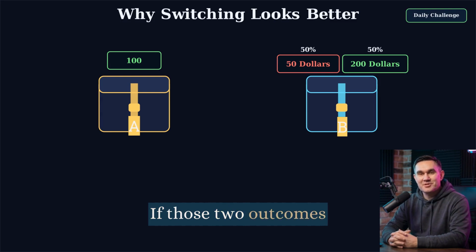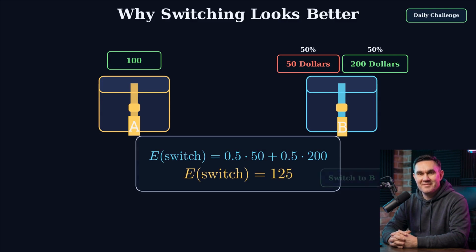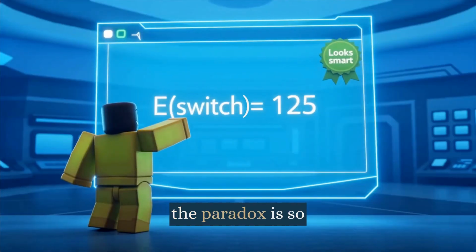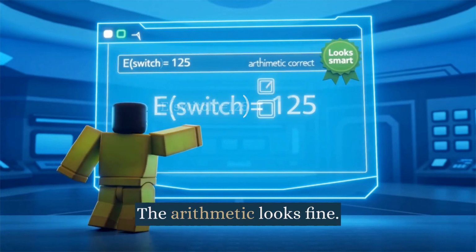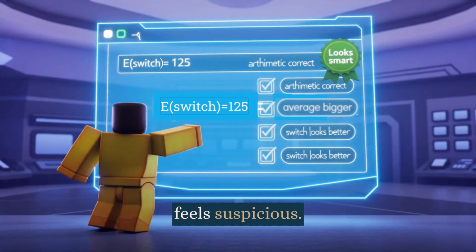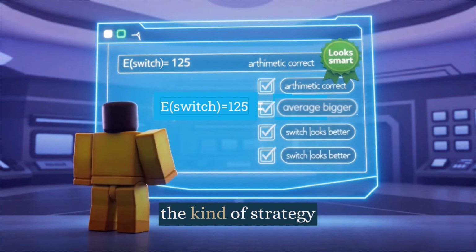If those two outcomes look equally likely, then the expected value of switching is 125, so the game seems to reward switching. And this is why the paradox is so convincing. The arithmetic looks fine. The average looks larger. Nothing in the calculation feels suspicious. It looks exactly like the kind of strategy a smart Roblox player should use.